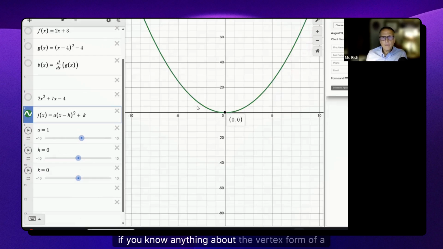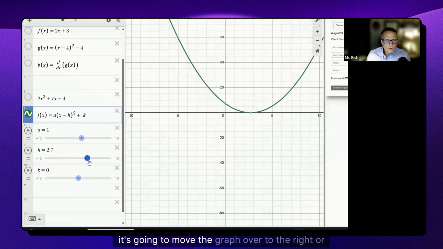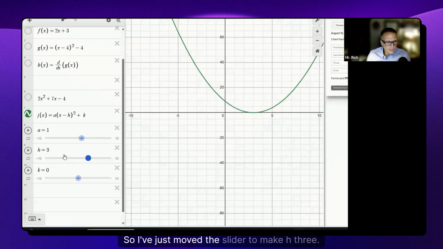Well, if you know anything about the vertex form of a parabola, of a quadratic, that h right there, when you change it, it's going to move the graph over to the right or left. So I've just moved the slider to make h 3. So what it's graphing is 1 times (x minus 3) to the second power plus 0. k is 0. So by changing h to be 3 so that it's graphing x minus 3, it has shifted the graph over 3 units to the right.